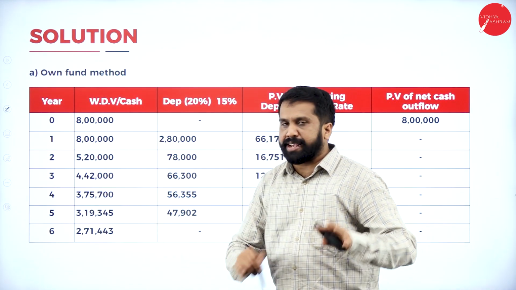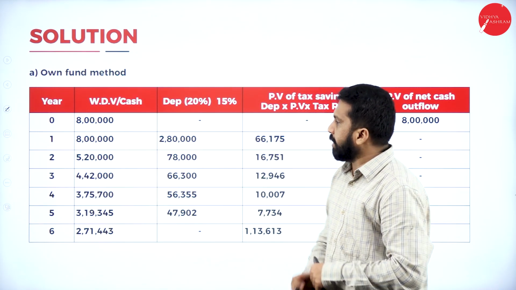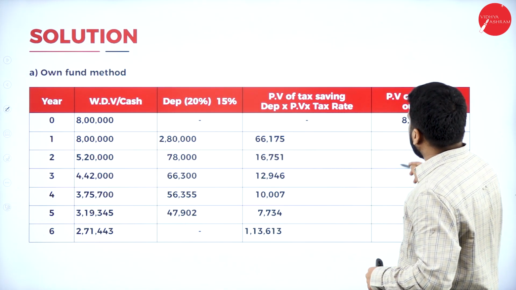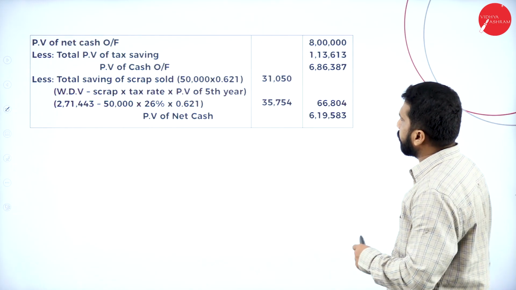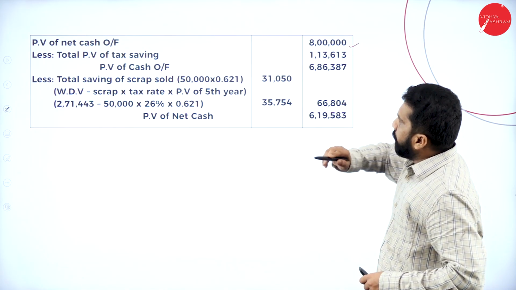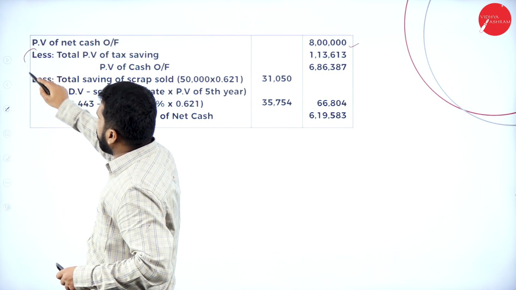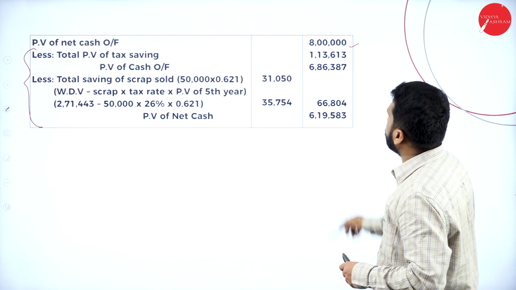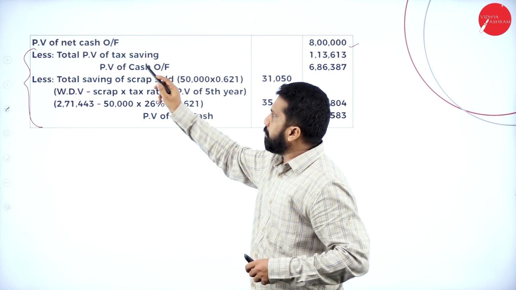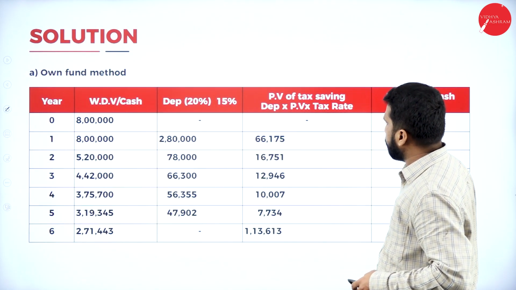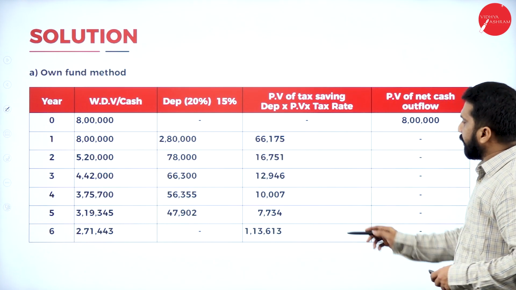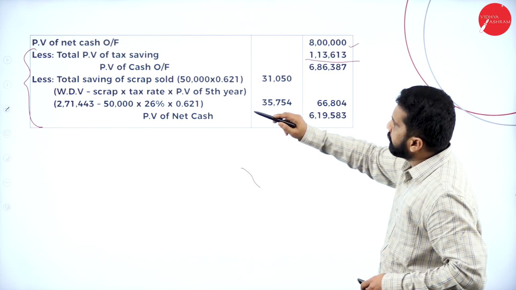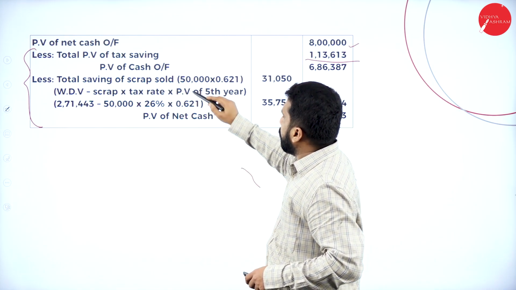In this problem, I have taken 6 years so that it is easy to calculate. Your outflow, depreciation, your PV factor, last column. It is done? Yes. Now, 8 lakh is your value. So this you are supposed to learn. In the question paper, if they have given scrap value, you have to minus scrap value. 8 lakh minus total PV of tax saving. What is the tax saving here? 1,13,613. So minus that, you will get 6,86,000 and then the PV of scrap.